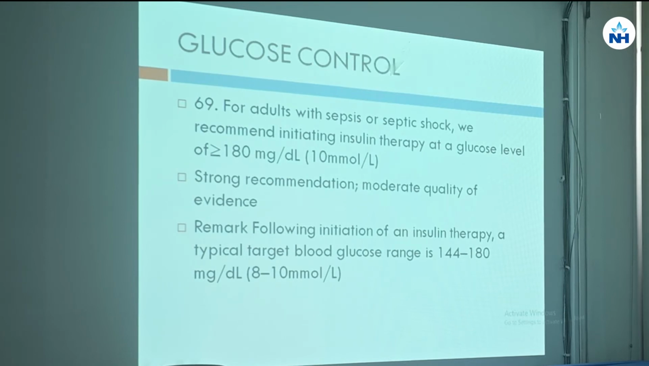Now, glucose control. For adults with sepsis or septic shock, we recommend initiating insulin therapy at a glucose level of more than 180 mg per dl. This is the same as the previous recommendation, strong recommendation and moderate quality of evidence. Remark: following initiation of insulin therapy, a typical target blood glucose is 144 to 180 mg per dl, same as previous.